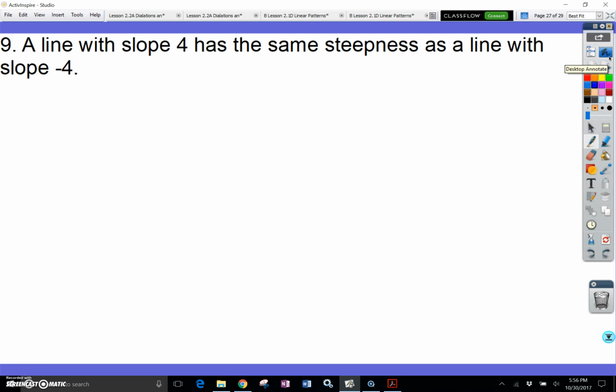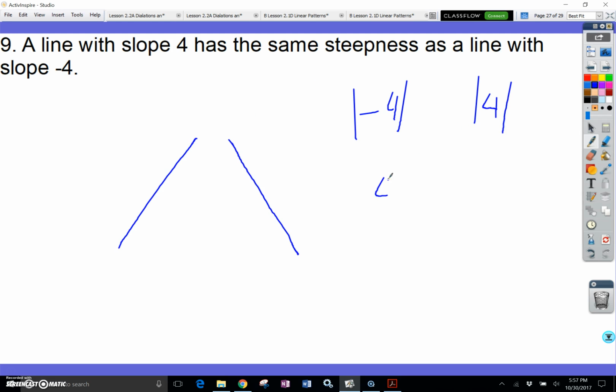A line with a slope of 4 has the same steepness as a line with negative 4. Yes, that is correct. One is going up 4 over 1, while the other one is going down 4 over 1. While one is going upwards and one is downwards, they have the same steepness because if I look at the absolute value of both numbers, they are both equivalent. Remember, negative only determines the direction, it does not determine the steepness.